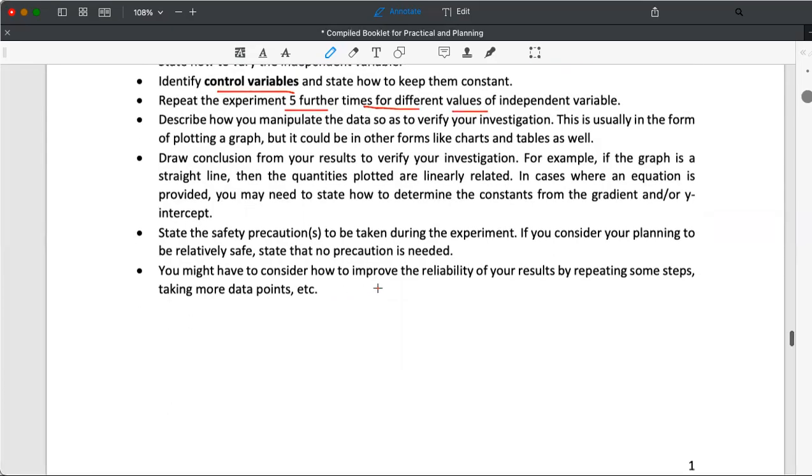Okay, so it's important that you must write down the suggestion to improve reliability. Like you cannot just do one set and that's it. You may want to repeat, especially if it involves time where it's highly inaccurate. So taking more readings and average is improving the reliability.